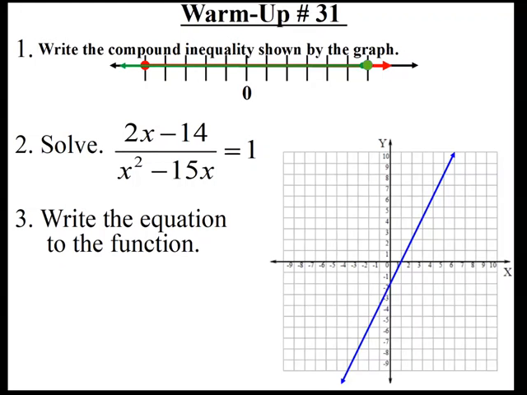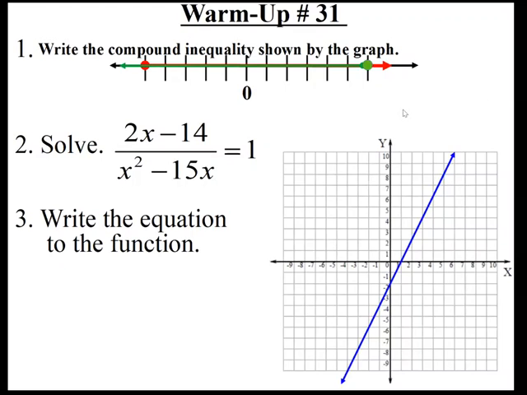All right, so warm-up number 31 is on the screen. Number 1 reads, write the compound inequality shown by the graph. It's a real number line, and one graph, a red graph, starts at -5. It's a solid point on -5, and it's highlighted going towards the right with an arrow at the end.